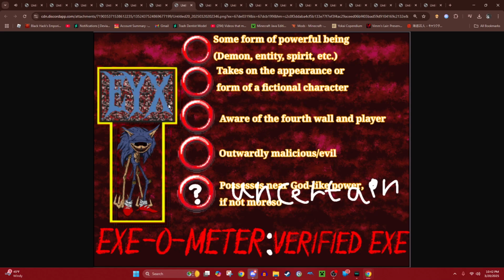To my knowledge, EYX didn't take on the form or appearance of Sonic. It parasitically took over his body. And I will generalize how it works and will be categorized this way. If it is actually Sonic, or if it is actually the character in question, then they do not count, because they are not taking on the appearance of that character or form. They literally are that character.